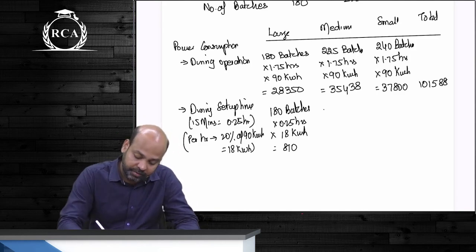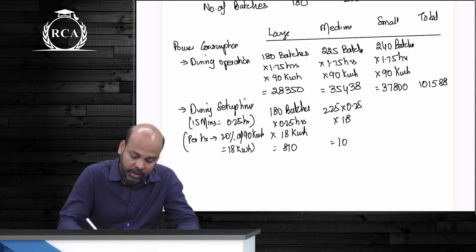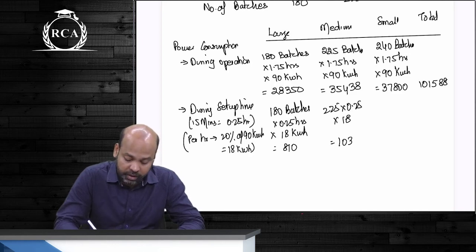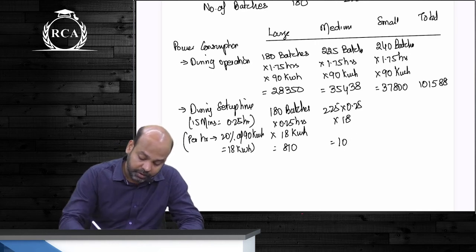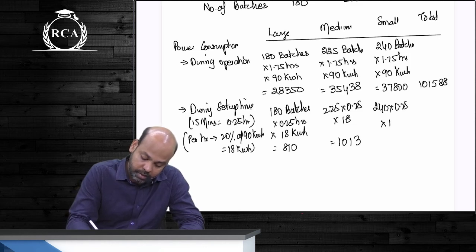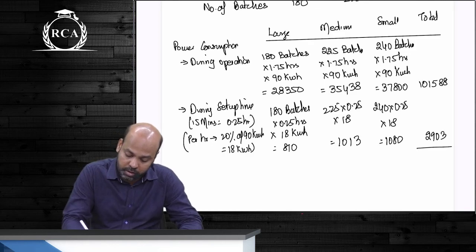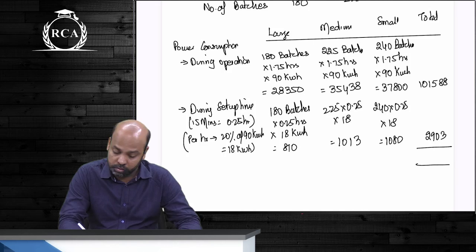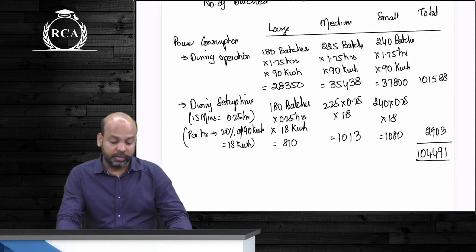Can you do the same thing, beta, for the next one? 225 into 0.25 into 18. 1030. 1013. Next, beta. 10. Add all of them. Total: 1,04,490. This is my power consumption.